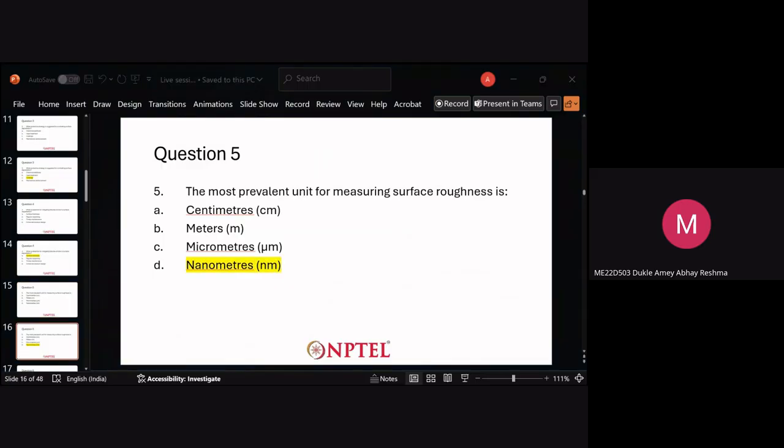The entire surface and the subsurface layer is, you can say, up to 0.1 microns. So the entire thing is about 100 nanometers. So all the parameters are basically given in nanometers, basically surface level measurement.